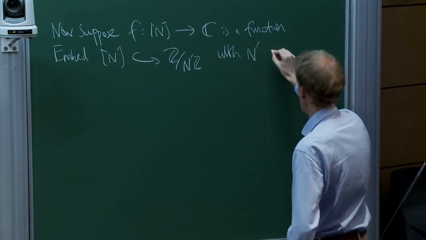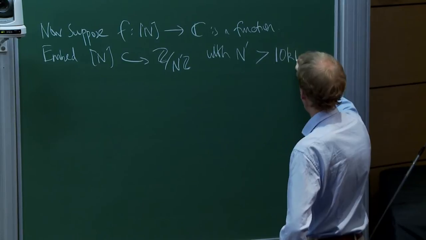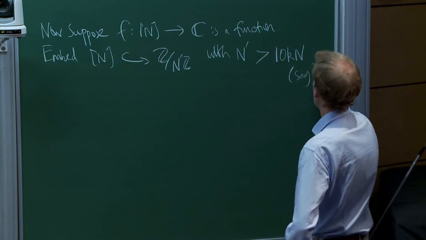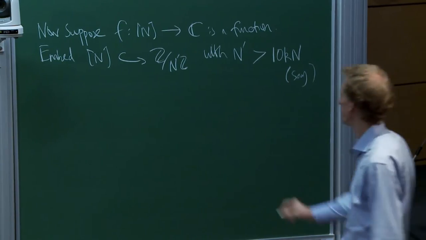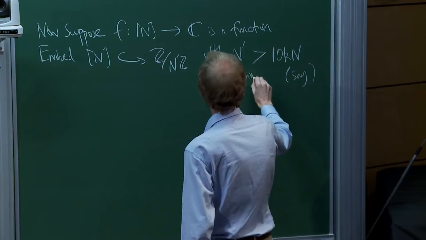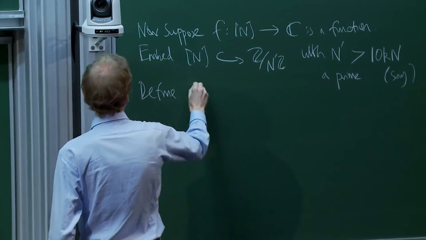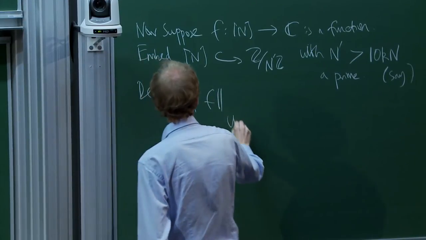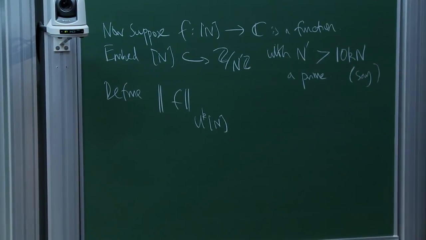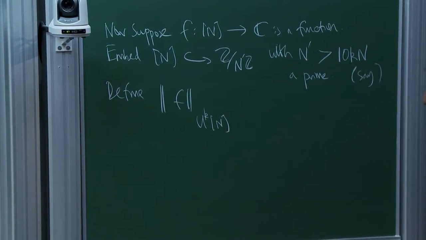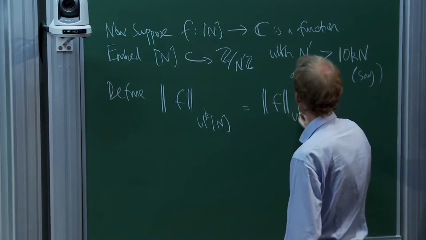With N prime bigger than 10^k times N, say. And it's also convenient for technical reasons to take it to be a prime. And now we define the Gowers U^k norm of f on [N] to be the norm of the same function regarded as a function on the group.